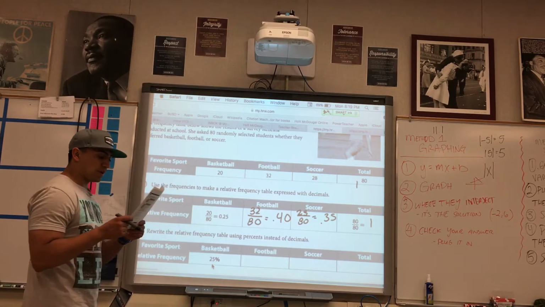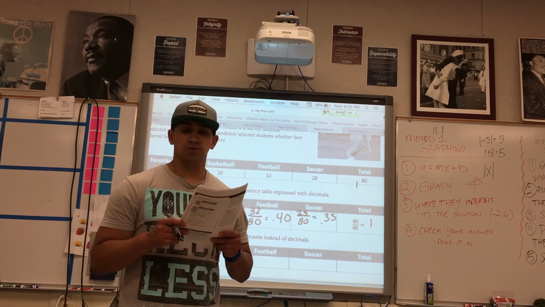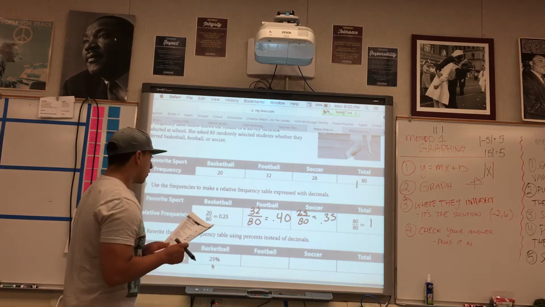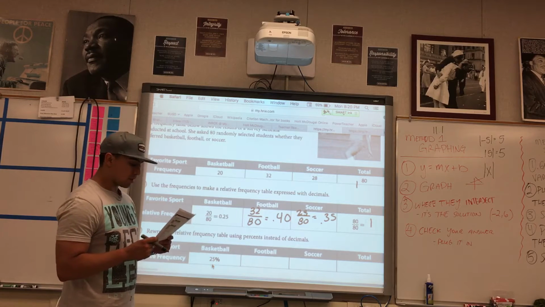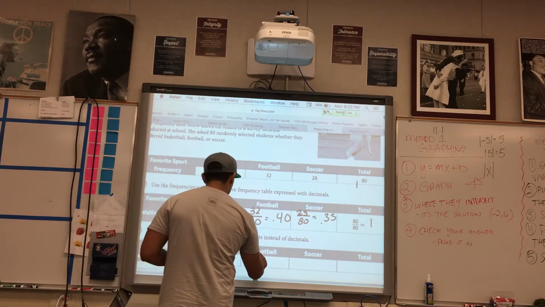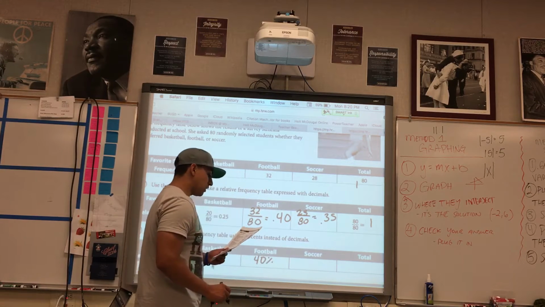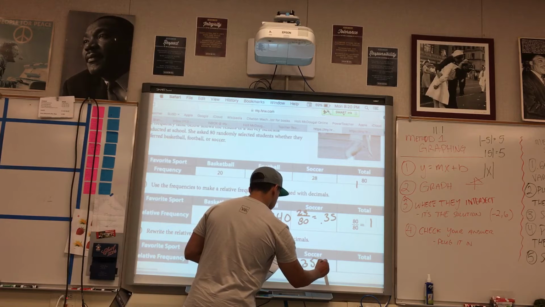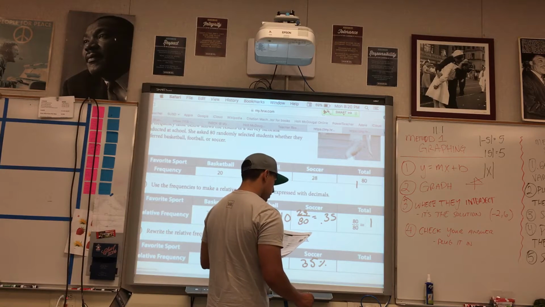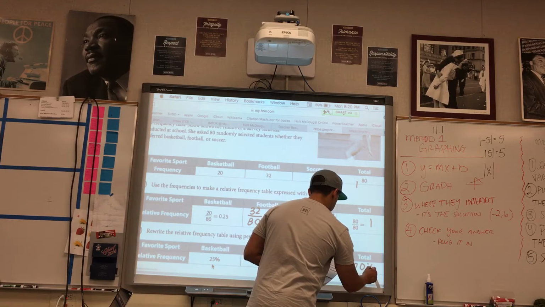Okay, now part B says rewrite the relative frequency table using percents instead of decimals. Okay, so 0.25 will convert to 25%. 0.40 will convert to 40%. And 0.35 will convert to 35%. The total being 1, which is 100%.